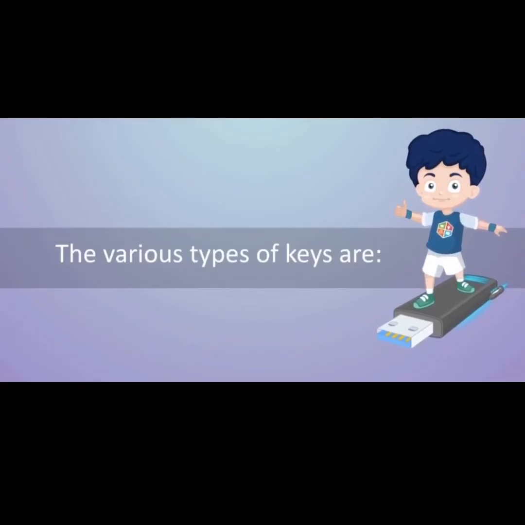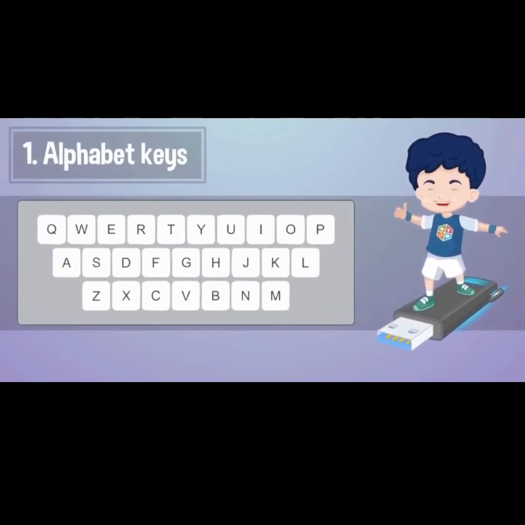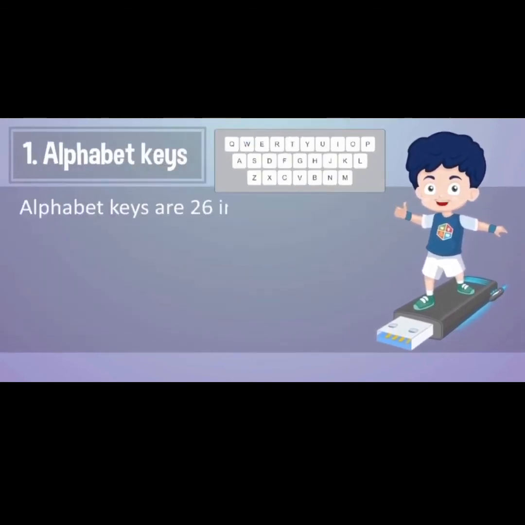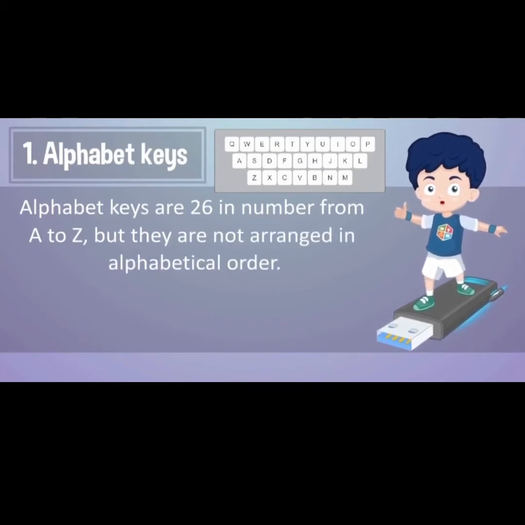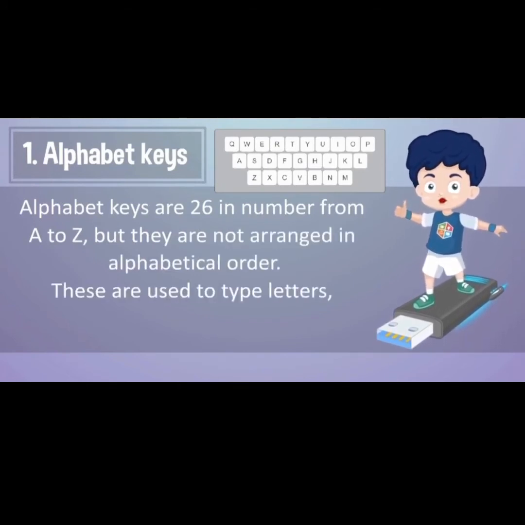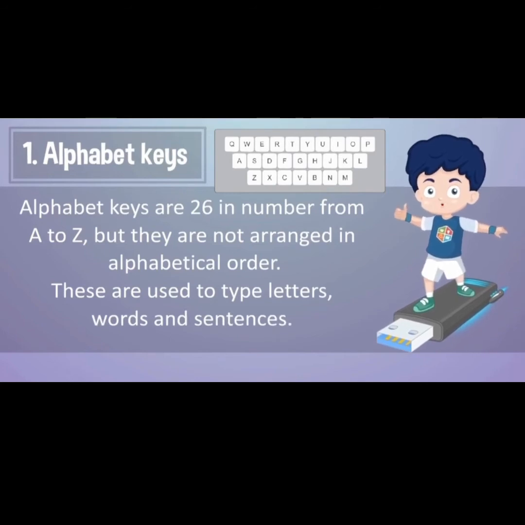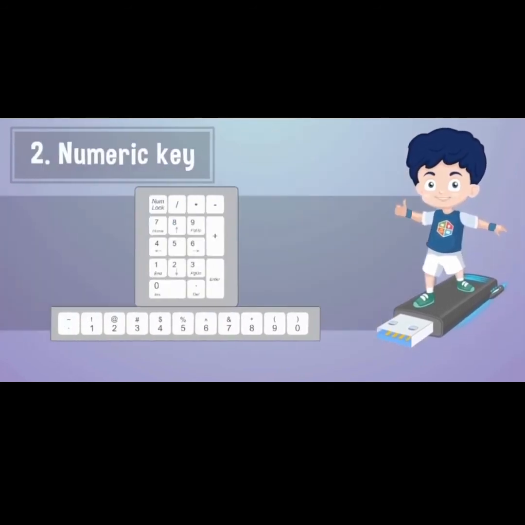Various types of keys are: number 1, alphabet keys. Alphabet keys are 26 in number from A to Z, but they are not arranged in alphabetical order. These are used to type letters, words, and sentences.